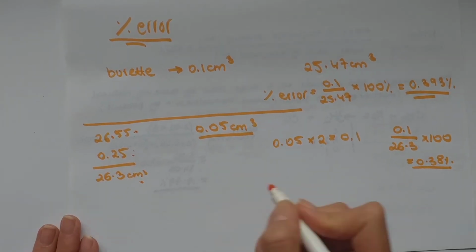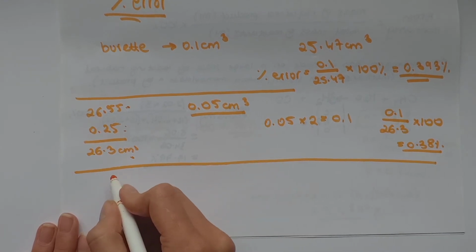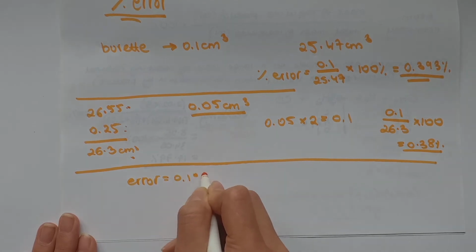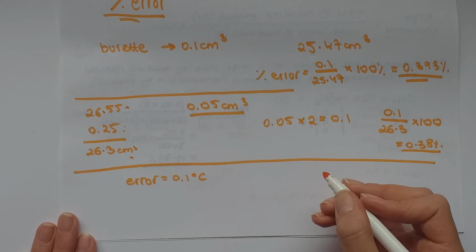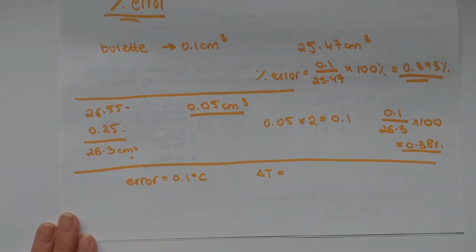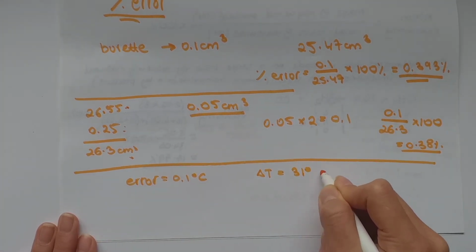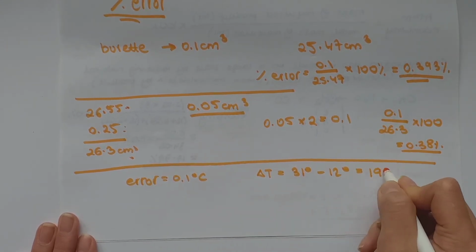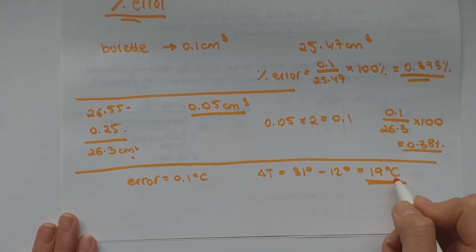Okay, so let's try to do an example on a thermometer. So on a thermometer, the error is 0.1 degrees Celsius. And you are told to calculate the change in temperature between 31 degrees and 12 degrees. The change is 19 degrees Celsius. So you have to find the error on this change in temperature.